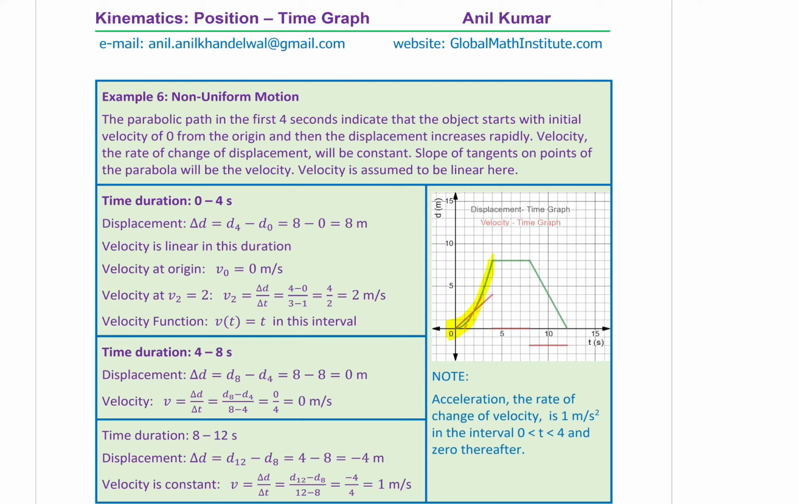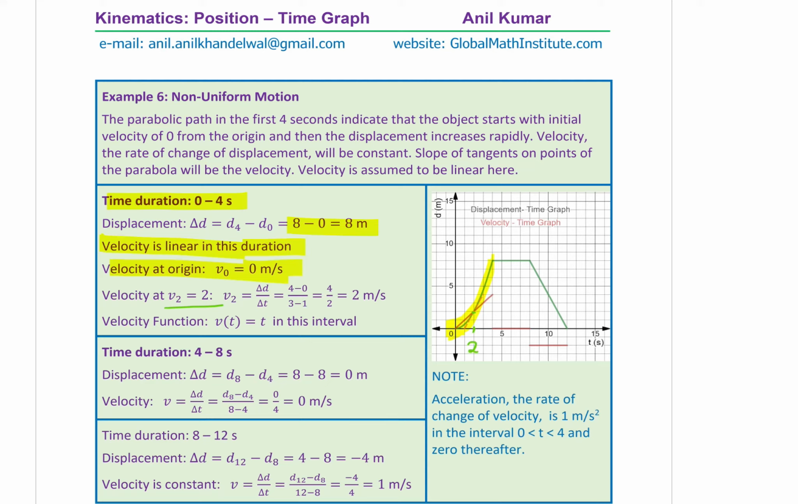So let's work out the velocity also. Let's consider the duration from 0 to 4 seconds. In this, the displacement is 8 meters and the velocity is assumed to be linear in this duration. At the origin, the velocity is 0. Let's find the velocity at another point. In this case, we are considering a point at t equals 2.